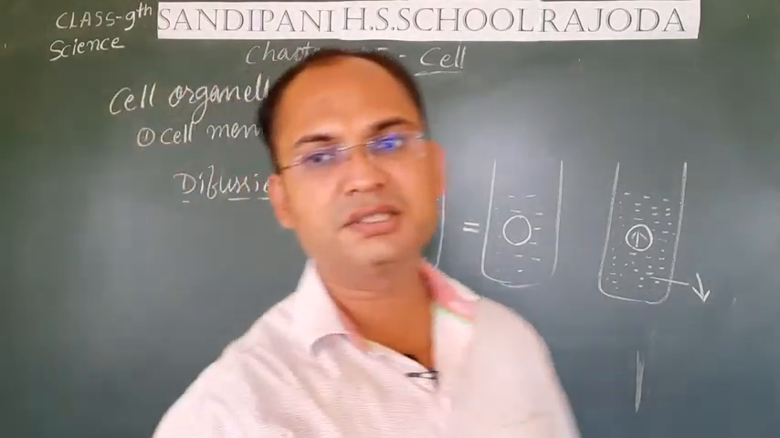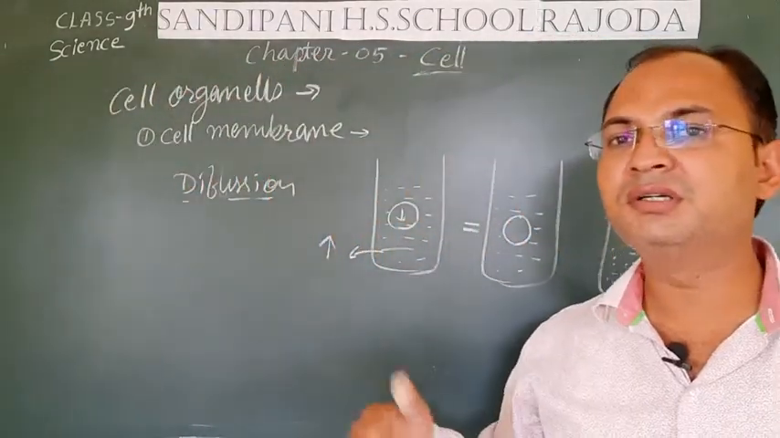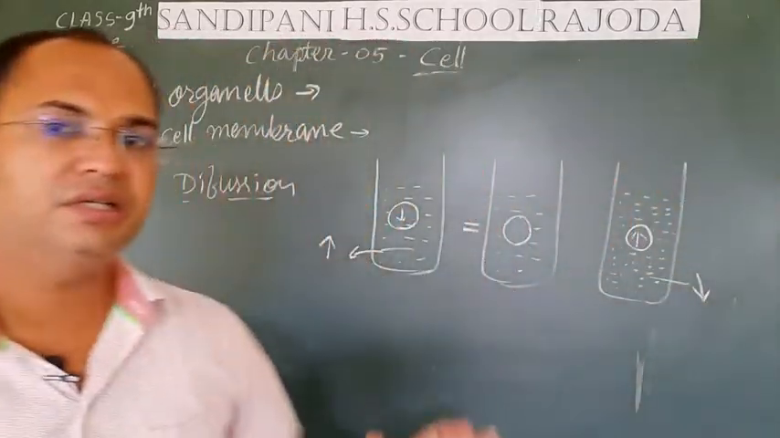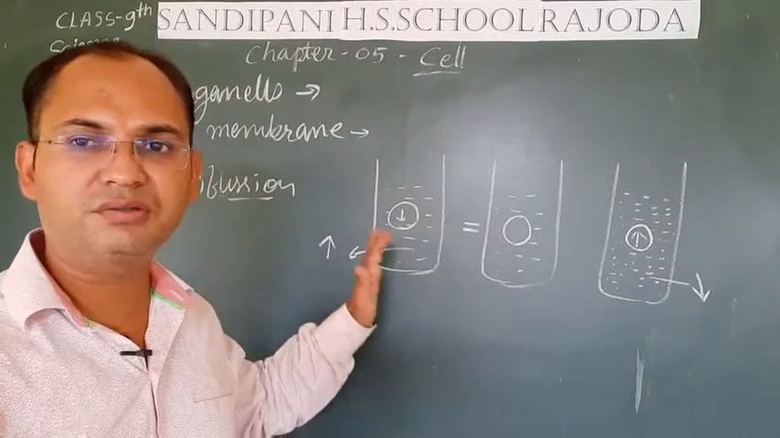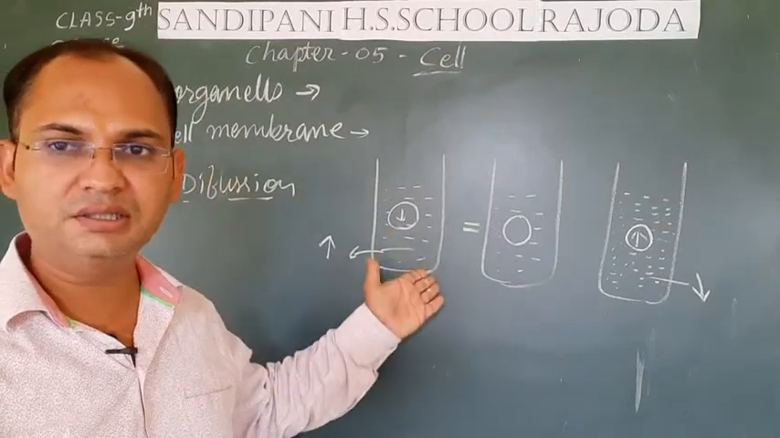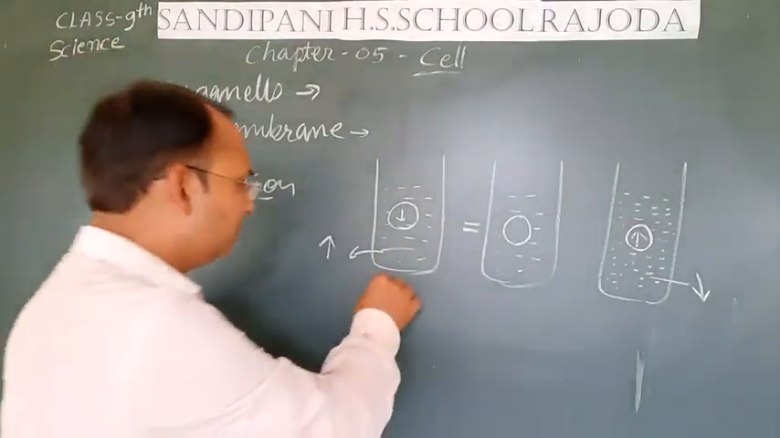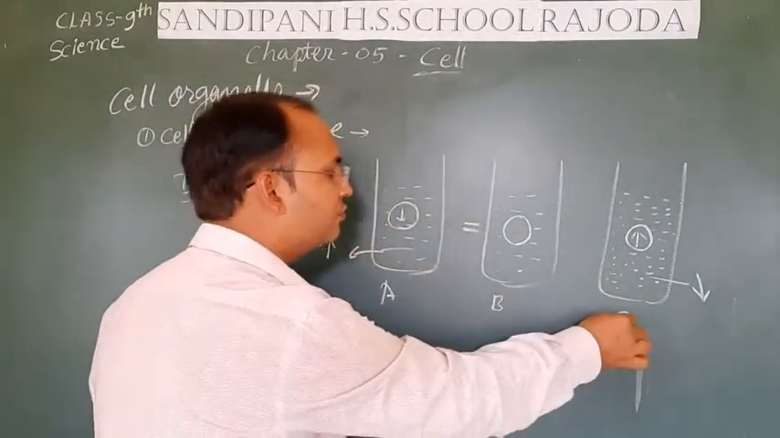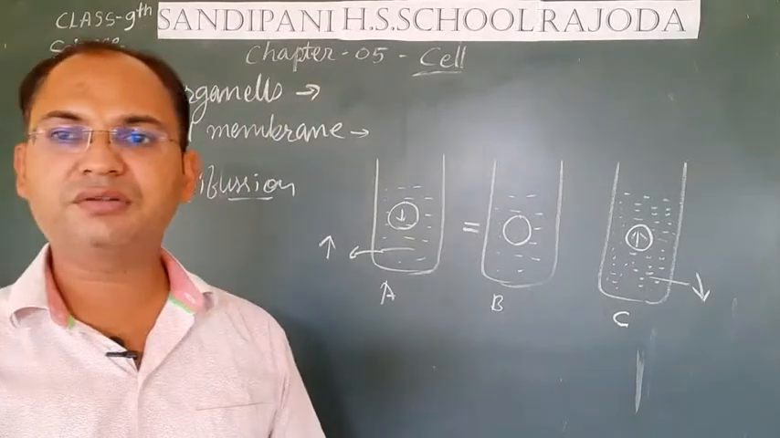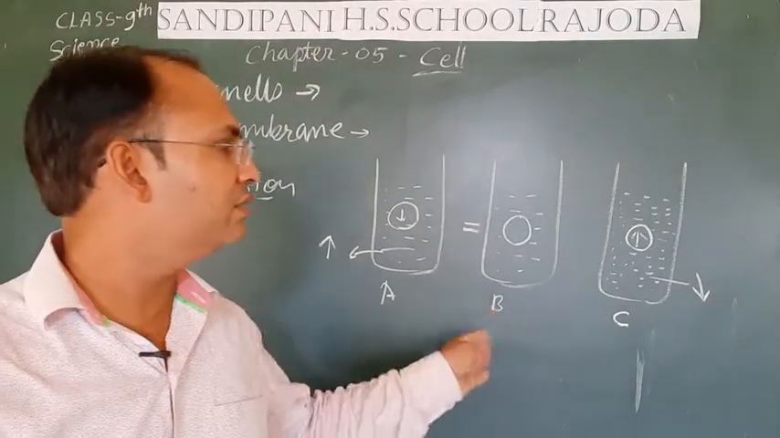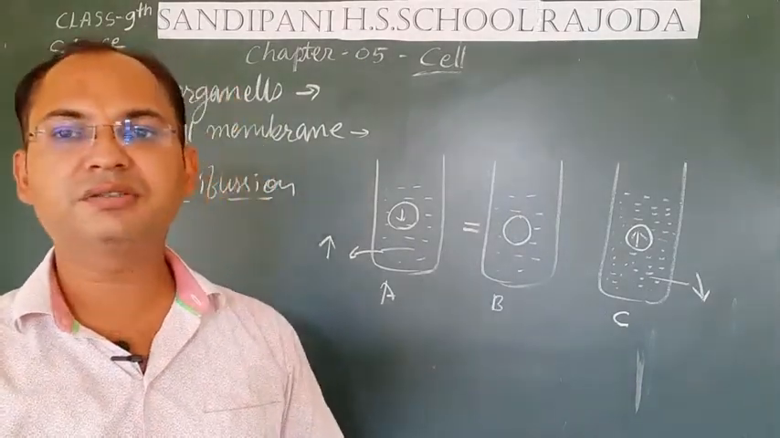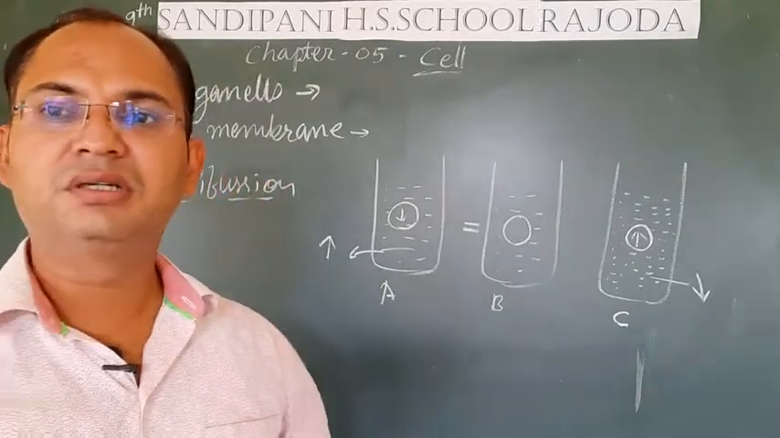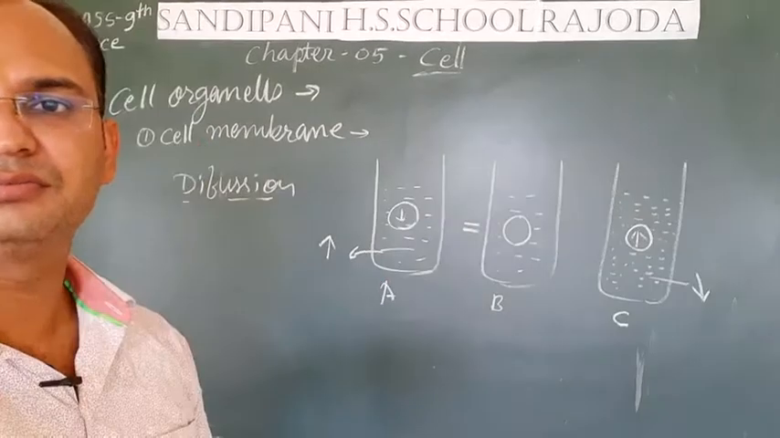In the three cases, there is a difference in the concentration of the solution in which the cell is put. In the first, the concentration of the solution or the water is higher than the cell. In the second one, we call them A, B and C. So the concentration in B is equal to that of the cell cytoplasm, and in C, the concentration of the solution is lower as compared to that of the cell concentration.